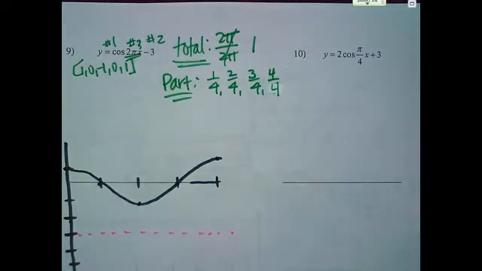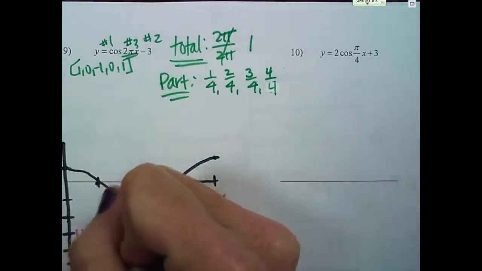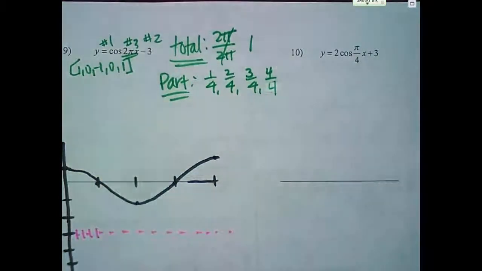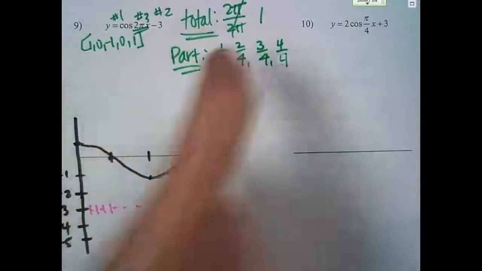So go down here, make it 4 stops. 1, 2, 3, 4. They're real little. Then graph your picture. 1, 0, -1, 0, 1. Try it.